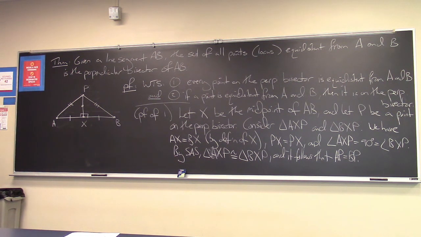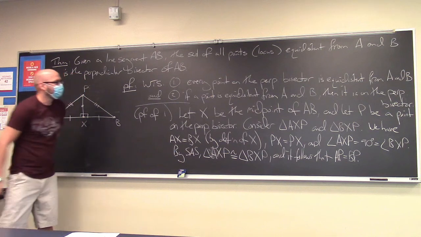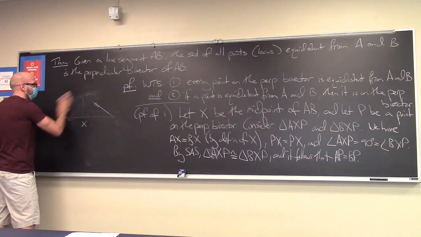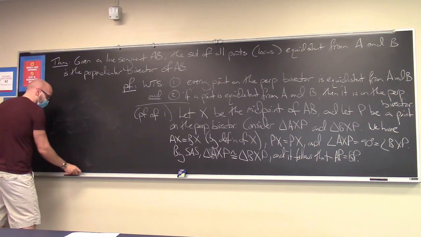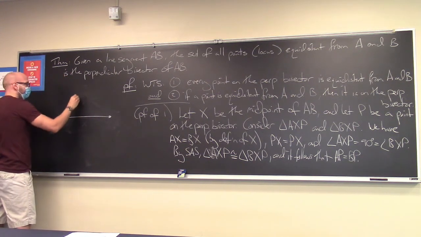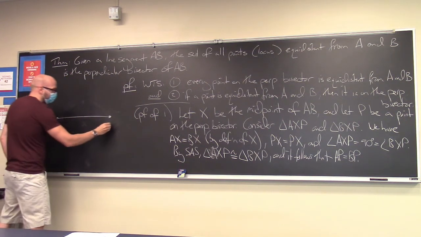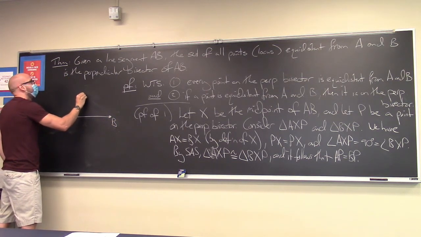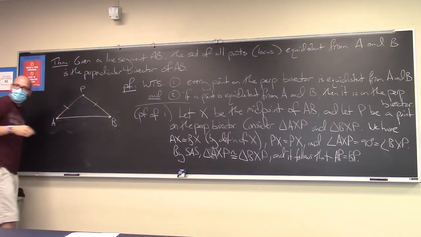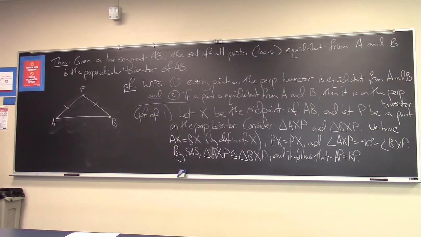I'll tell you what, try part 2 on your own. I'll give you a few minutes to work on this or think about this. If you're equidistant from A and B, you'll have the same picture, but with other bits of information given. You don't necessarily have X right off the bat, but you would choose a point P that's equidistant from A and B. Try and somehow prove that P lives on the perpendicular bisector.